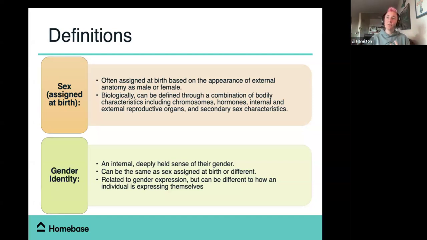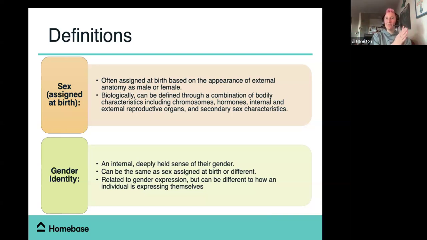Our biological or physiological sex is a lot more complicated than that. What we put into that bucket of someone's biological sex includes external genitalia, internal genitalia, so your testes or ovaries. It involves chromosomes, genetic markers. It involves the types of hormones that your body produces, and then the types of hormones that your body has receptors for. So it's really very complicated.